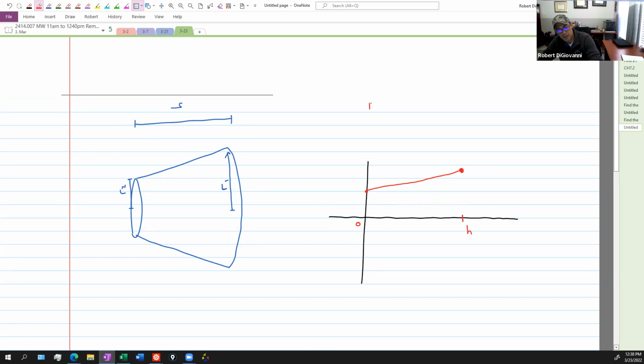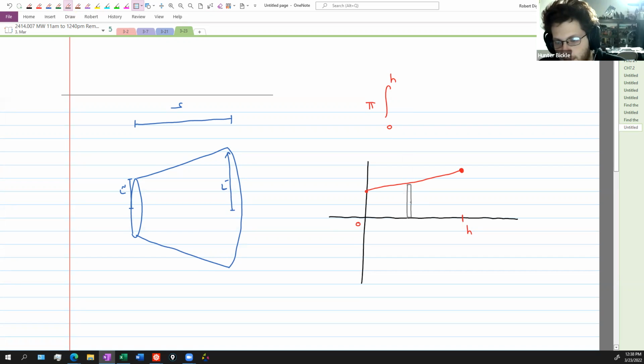So I already know this. It's pi integral 0 to h. But now I need to know the r out and r in. Well, my rectangle is going to be like this, right? So what's r in? 0, right? It's touching the x-axis the whole time. So all I need to really know is what's this outer function, but that's this line segment, right?